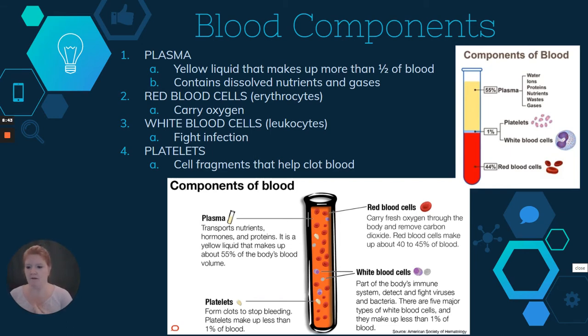Red blood cells are the erythrocytes. They're like those frisbee-looking cells, and they carry oxygen because they contain hemoglobin. White blood cells are leukocytes. They help to fight infection. A whole lot of different cells make up white blood cells. It's not just one type. And then platelets. Platelets are not real cells. They're cell fragments, but they help us clot blood if there's an injury.